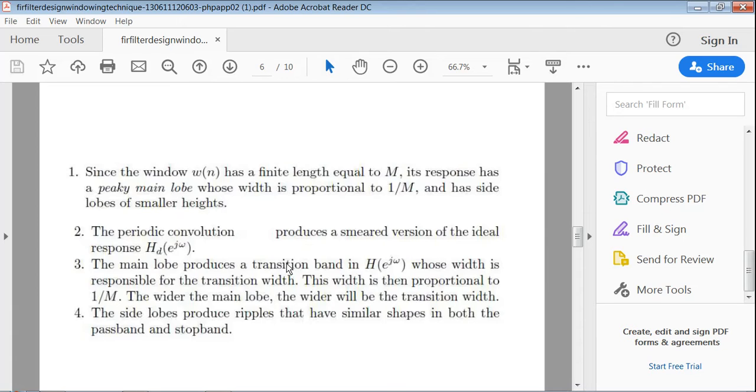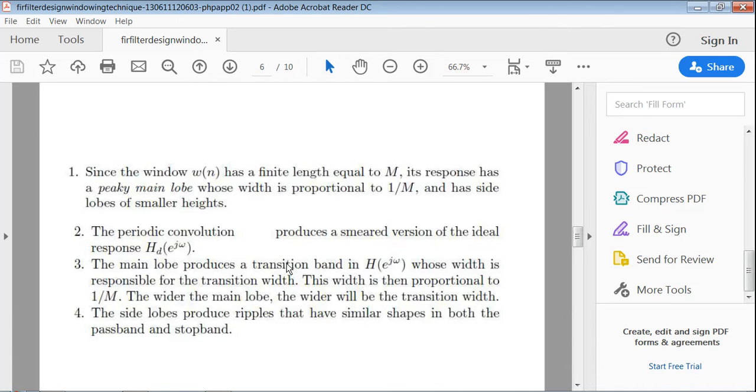Now, since the window w of n has a finite length equal to M, its response has a peaky main lobe whose width is proportional to 1 by M and has side lobes of smaller heights. The periodic convolution produces a smeared version of the ideal response Hd of e^jω.